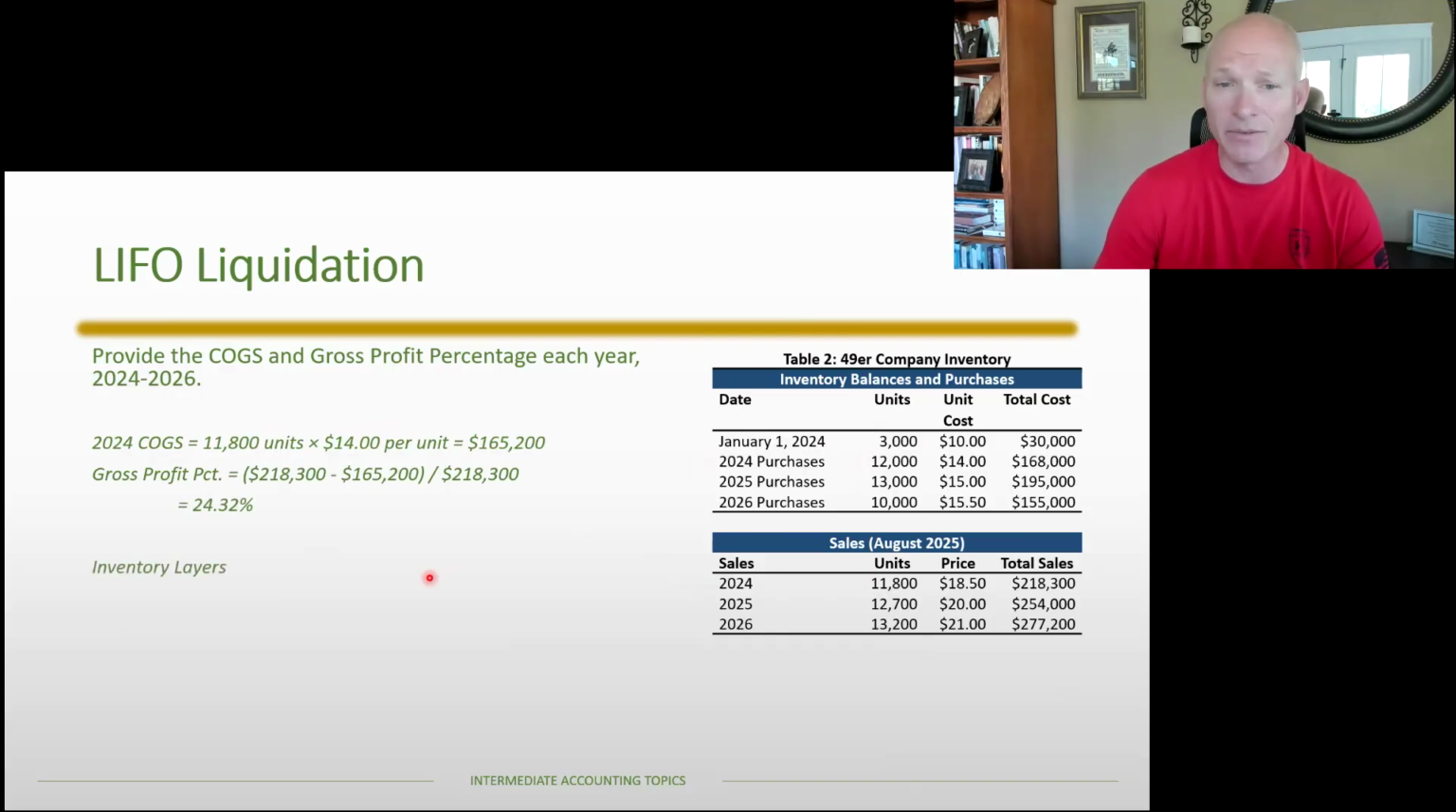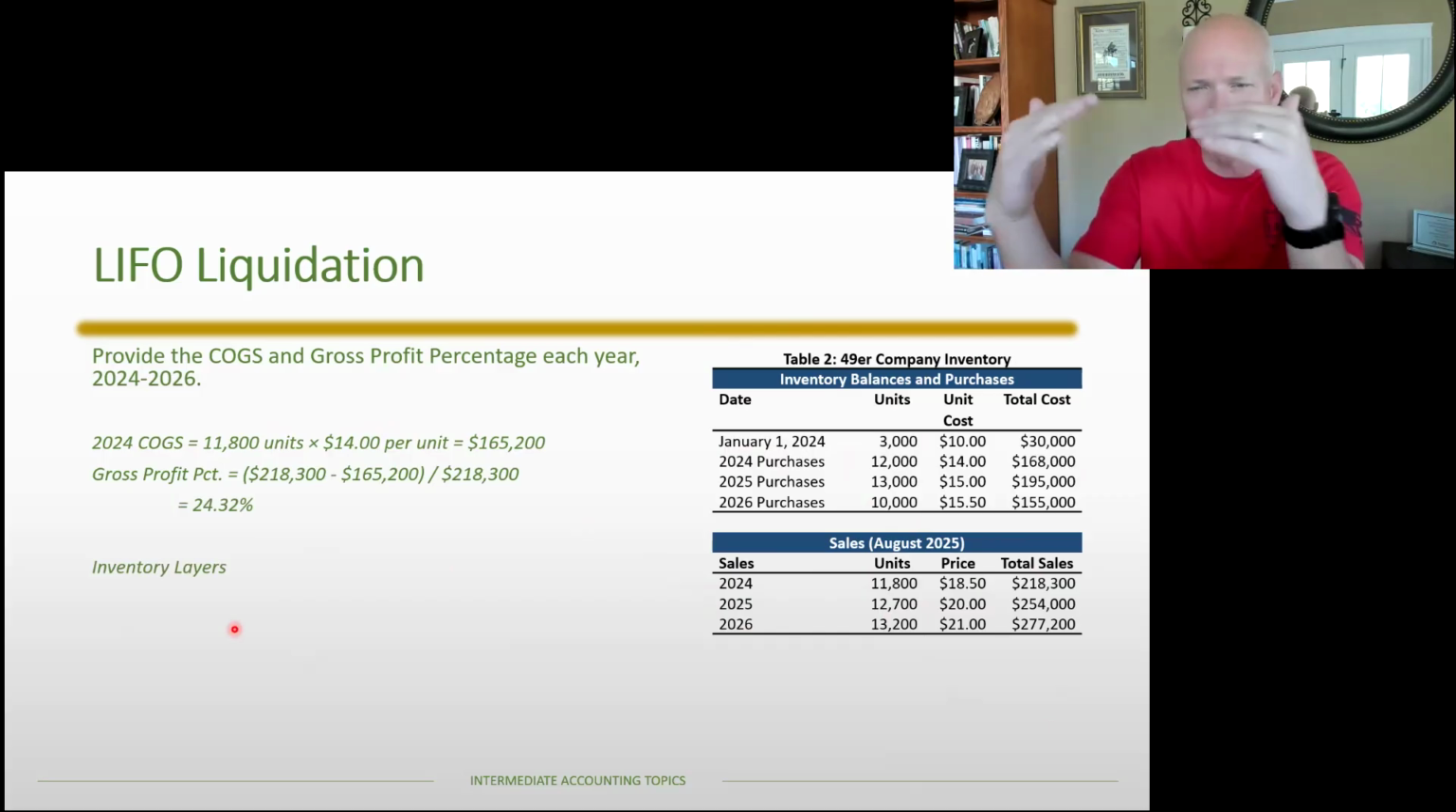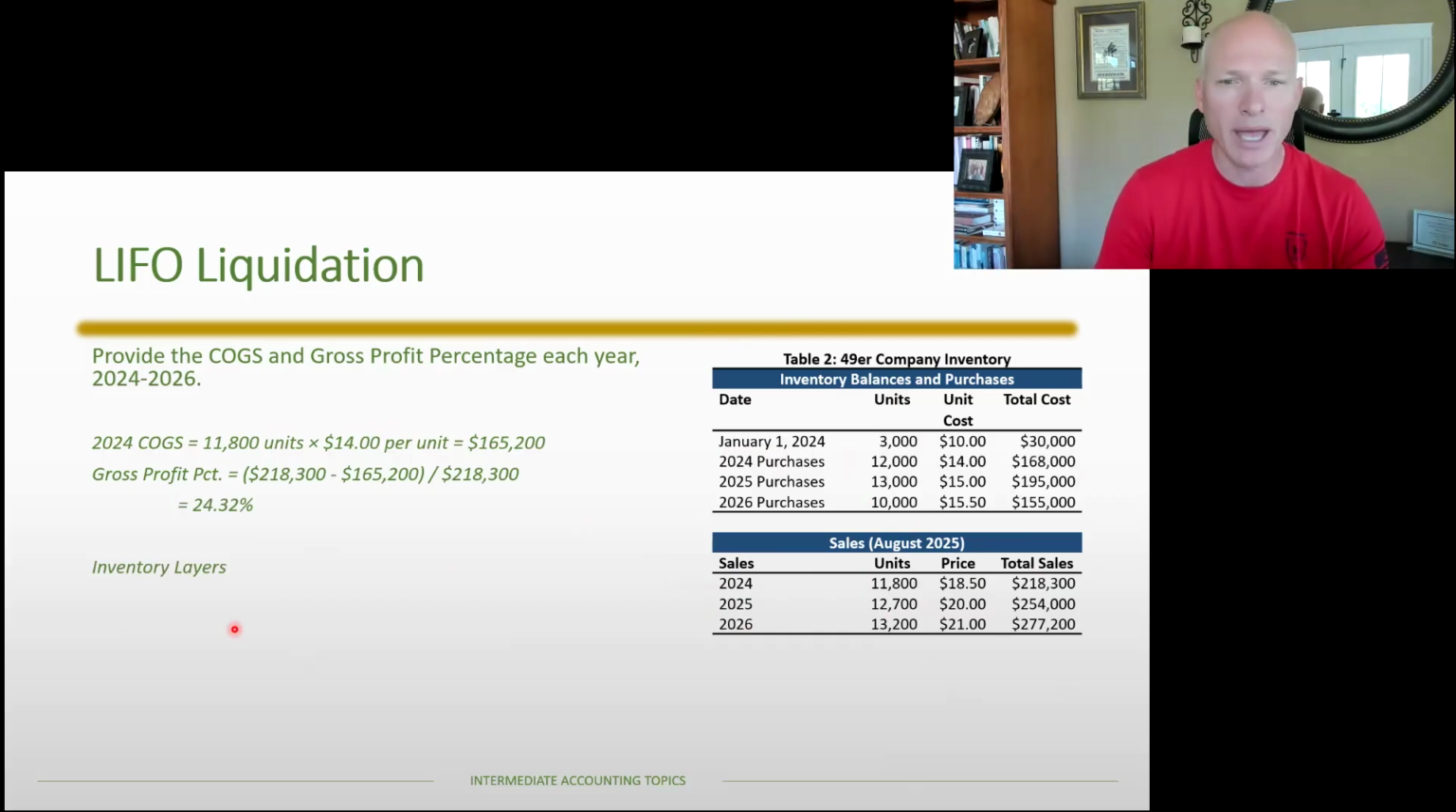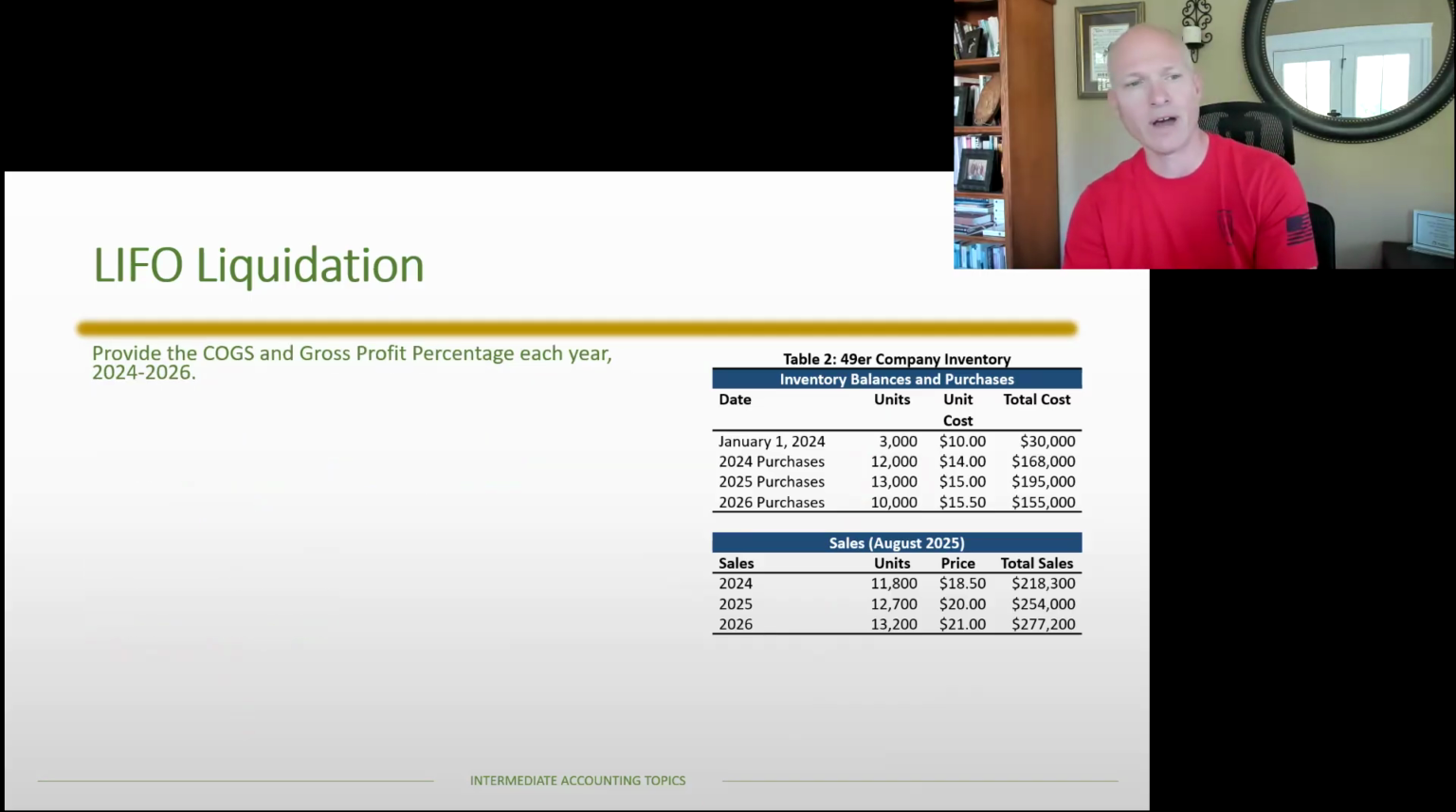And so at the end of that, now I'm not going to update this table. This is more like what you might do on a different kind of problem where you can't animate slides. But at that point, we do now have two layers. So we have 3,000 units at $10 a layer, and now we have 200 units at $14, because of course, out of this 12,000, we sold 11,800, so 200 of these remain, right? So that is the number of layers now going into 2025.